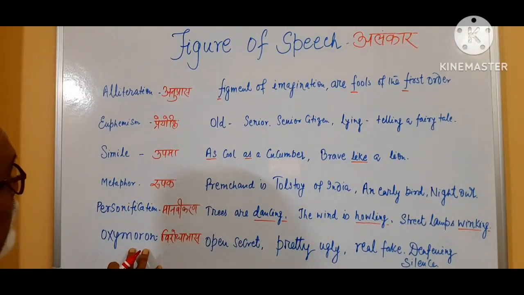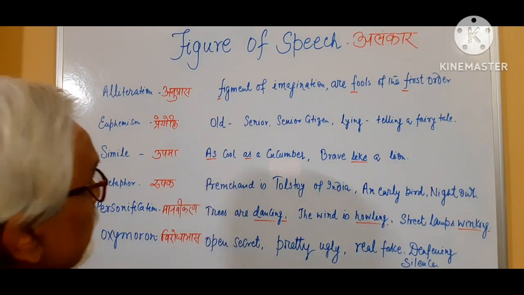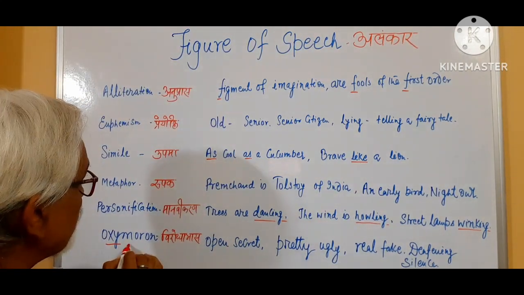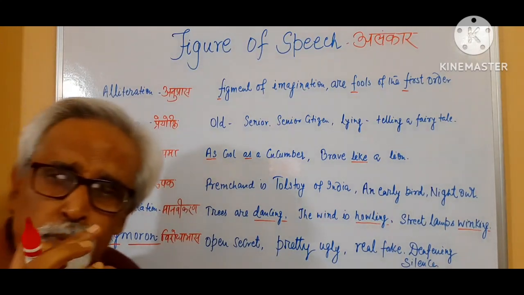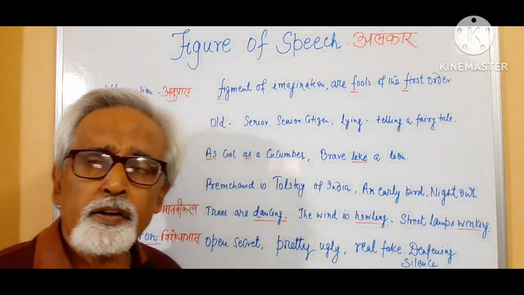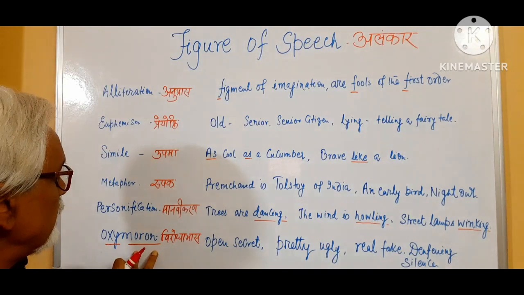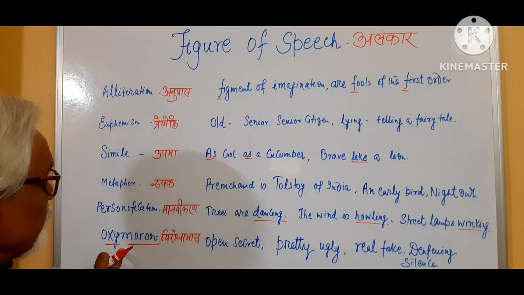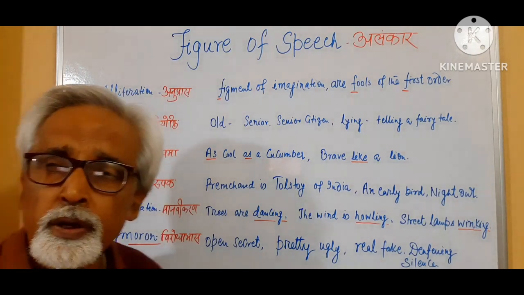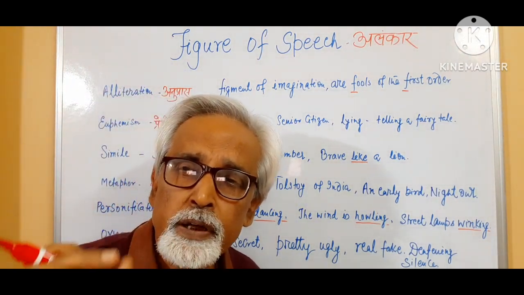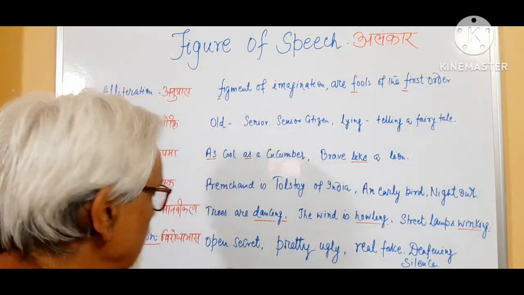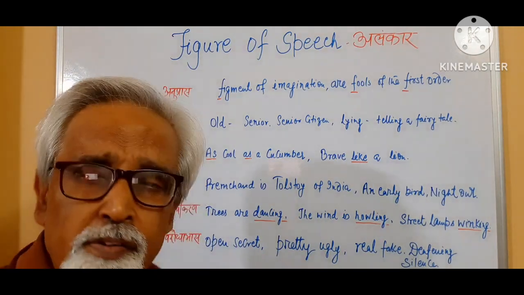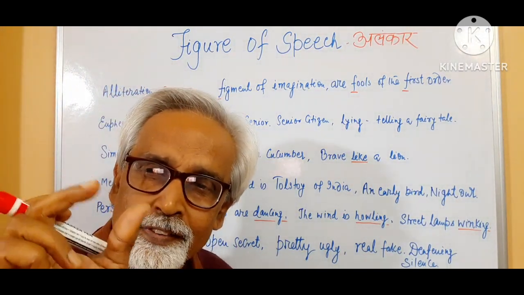Now coming to oxymoron. Okay, oxy and moron. This oxymoron itself shows two contradictory parts. One is oxys, and other is moros. Okay, these two words have combined to make this word oxymoron. One, oxys means sharp and moros means dull. Okay, sharpness and dullness in the same word.